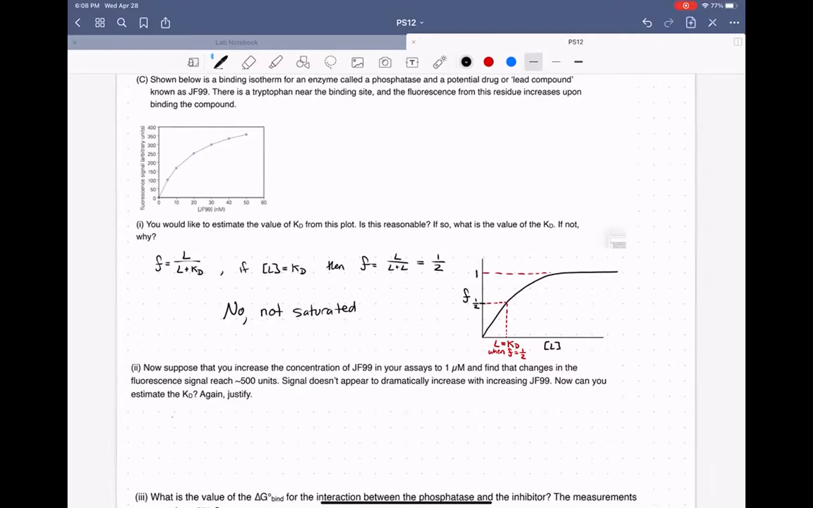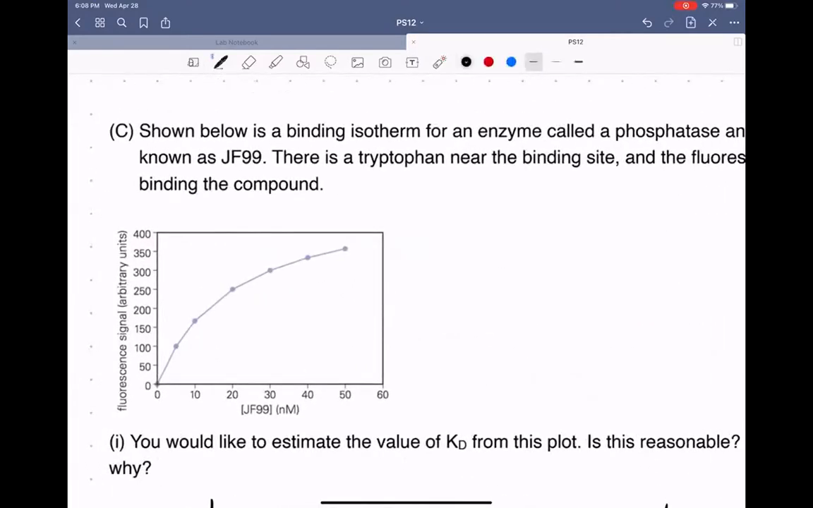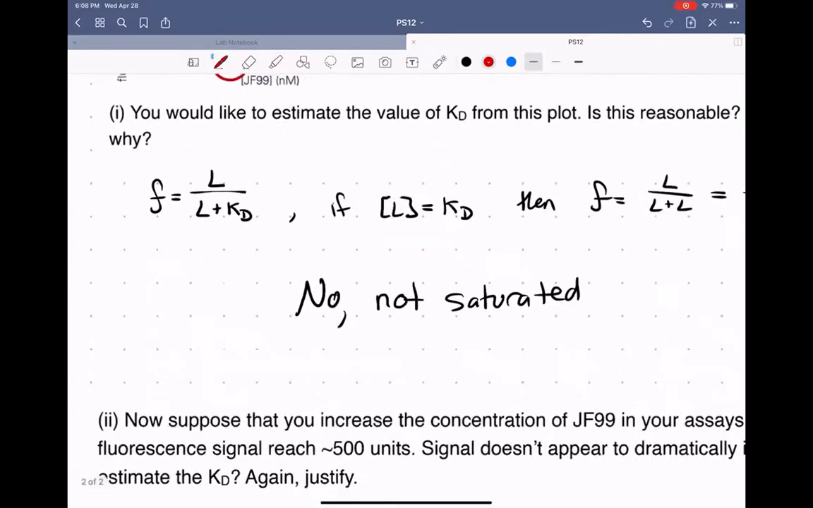If we look at this graph and we draw a line up until, let's say, 500, half of 500 would be 250, and that's our F equals 1/2 value. So we go over and we go down and we get 20 nanomolar. That will be our KD.